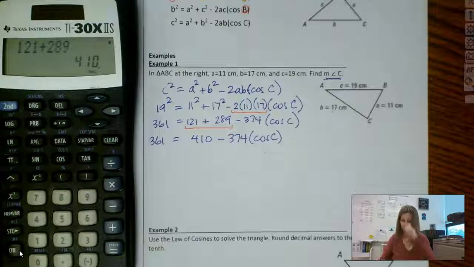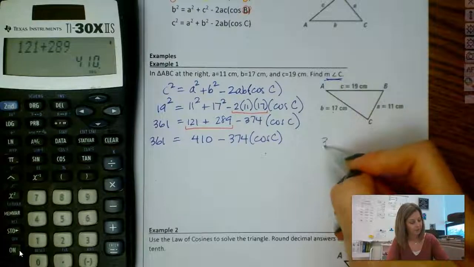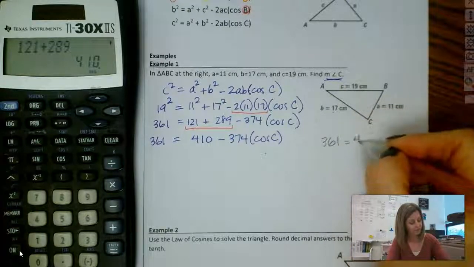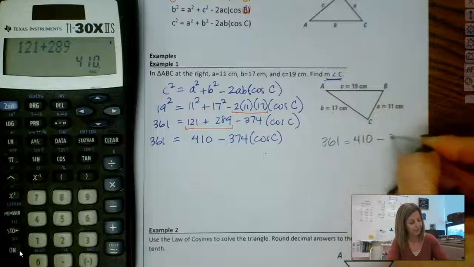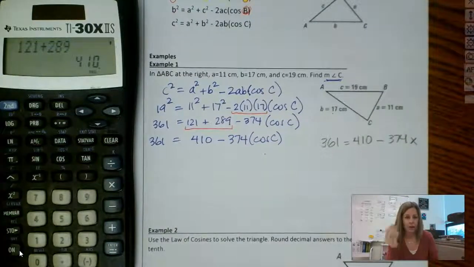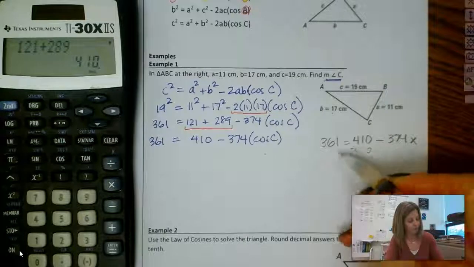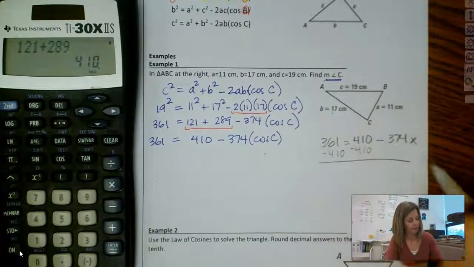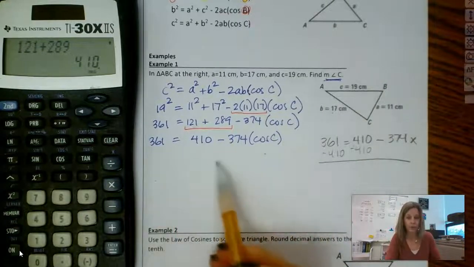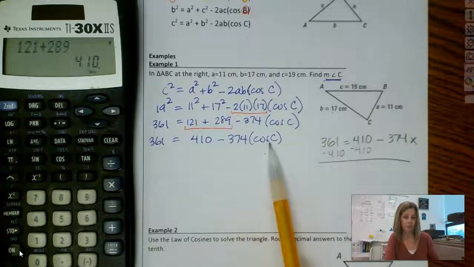Okay, so here's what I want you to think of. I want you to consider if I gave you this equation. Let's say I changed it to 361 equals 410 minus 374 times x. So what would be your next step here? Well, my next step would be to take away 410 from both sides. Okay, so that's exactly what's going on over here. Think of this temporarily as 374 times a variable.